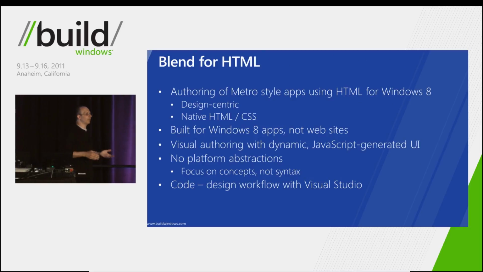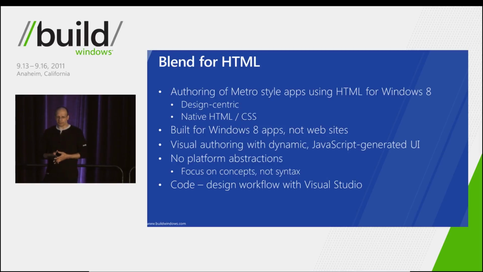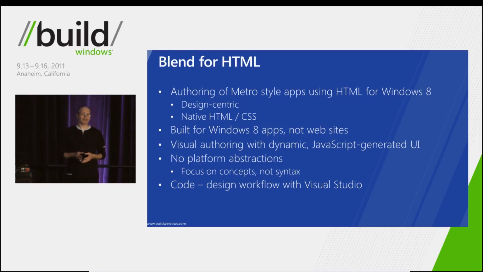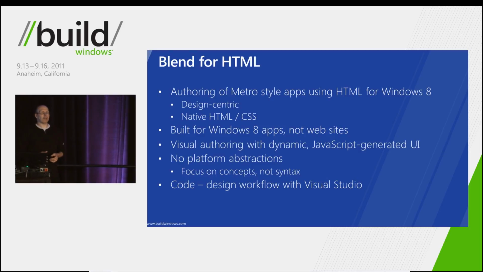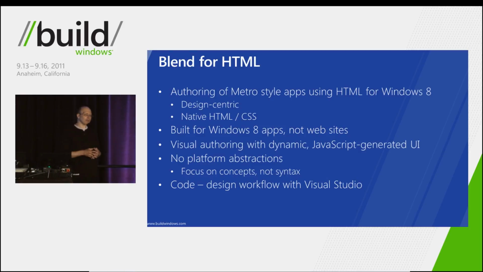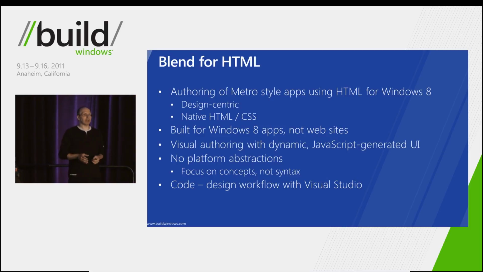So what is Blend for HTML? Blend for HTML is a native HTML authoring tool designed for Win8 apps. By native, I mean there's no translation from XAML, it's not an XAML authoring tool that exports to HTML. It really is HTML ground up. It's all HTML inside and CSS. It's designed for people who want to visually create and style production-grade UI for Win8 using HTML and CSS. And most importantly, it works even if your app relies on plenty of dynamic UI generated in JavaScript.